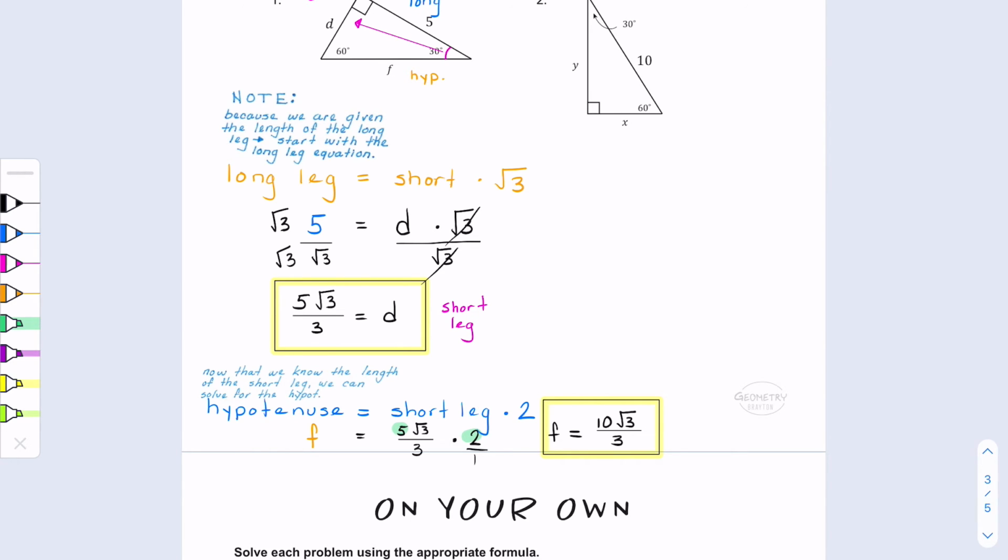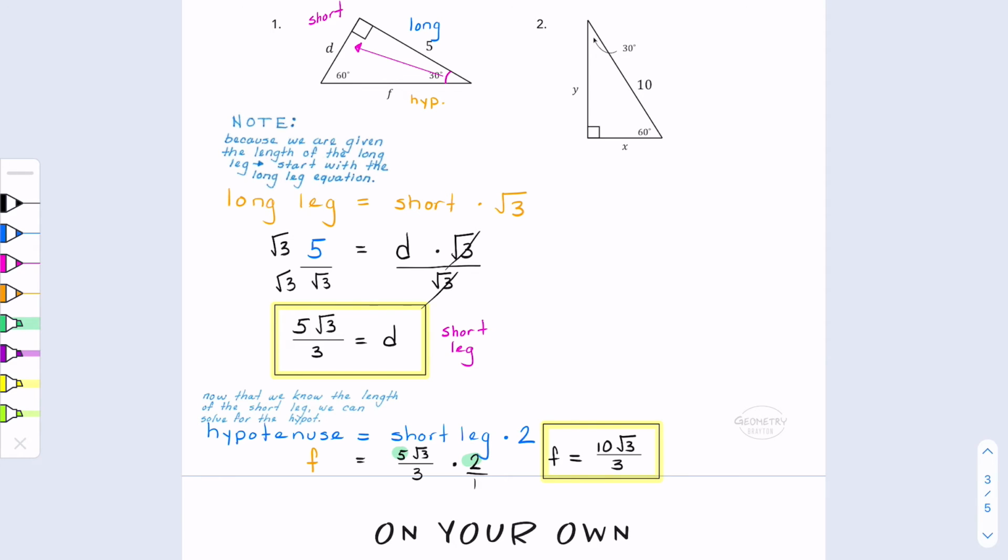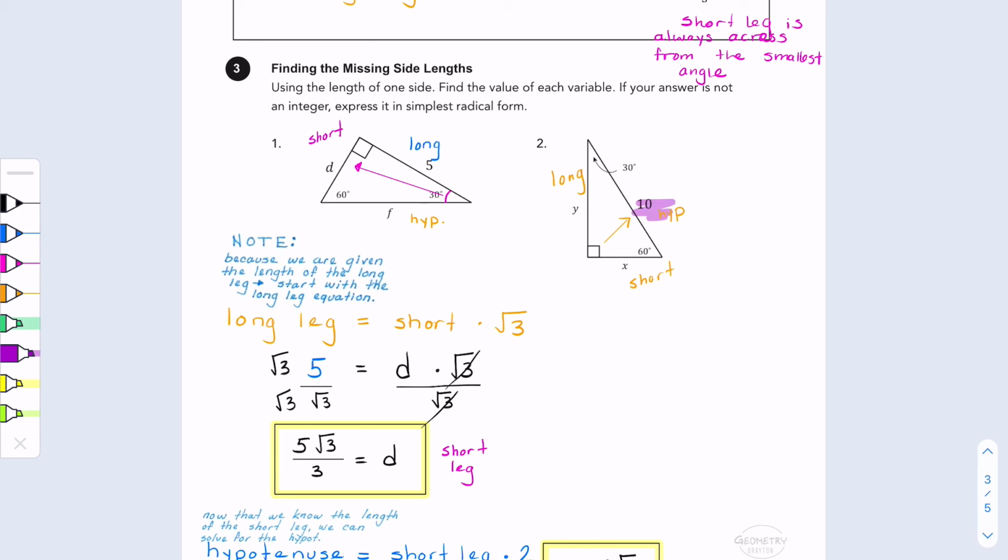Okay, now let's take a look at number 2, which is going to be a 30, 60, 90 triangle because I see my angle measures, but I'm actually going to flip how I start this equation. So I notice that here I'm given my hypotenuse. So in the previous one I was given the long leg, in this example I'm given the hypotenuse. The short leg is across from the smallest angle, so x represents your short leg, and then the remaining side is your long leg.